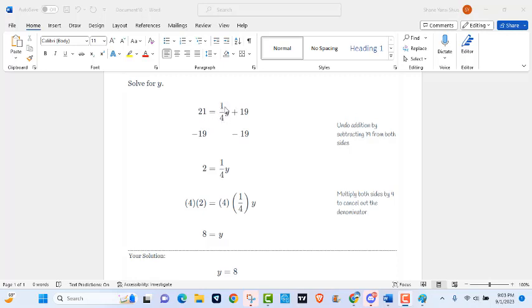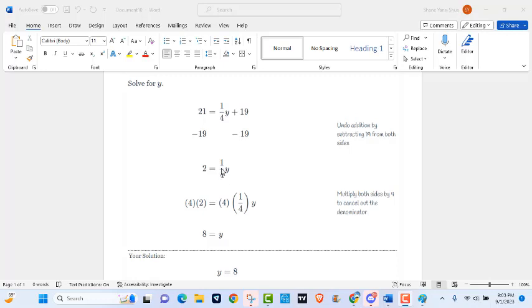And you're just going to leave the 1/4 y on the right. Then 21 minus 19 leaves you 2 on the left. So we have 2 equals 1/4 y. So we want to solve for y, but we have a fraction in front of the variable. It's not a regular integer. So the way that we can get rid of this fraction is simply to multiply by the reciprocal of the fraction. The reciprocal or the flip of the fraction. So for the 1/4, we would just flip it and multiply. It will be 4 over 1 or just simply 4.